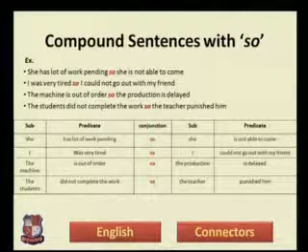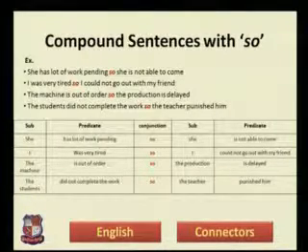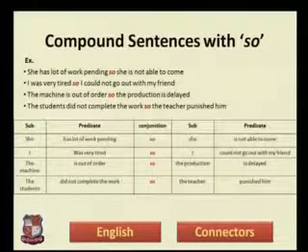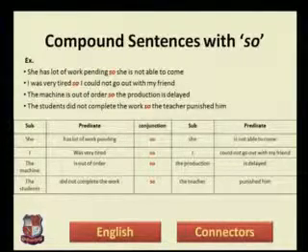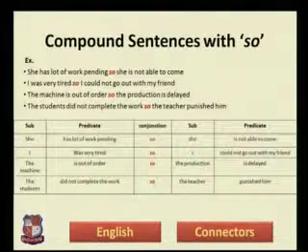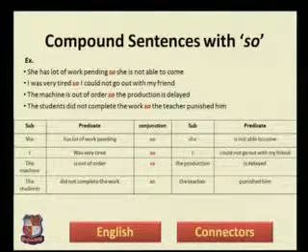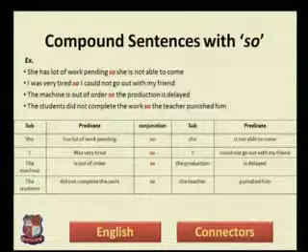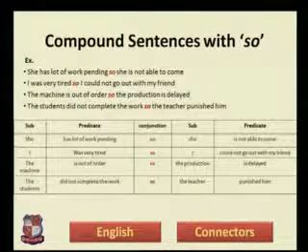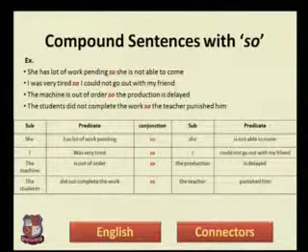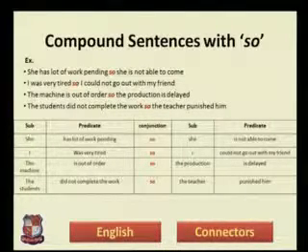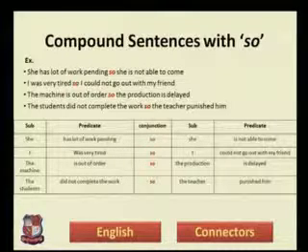As you can see in the first sentence, she is a subject, has a lot of work pending is a predicate, so is a connector. Again in the second sentence, she is a subject, is not able to come is a predicate. So as we saw the definition of simple sentences, one subject and one predicate, here are again two simple sentences, and those two simple sentences are joined by a conjunction or a connector, so.